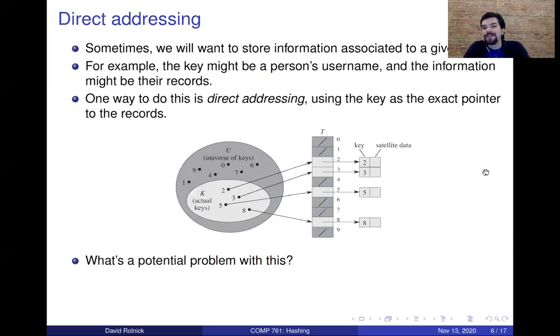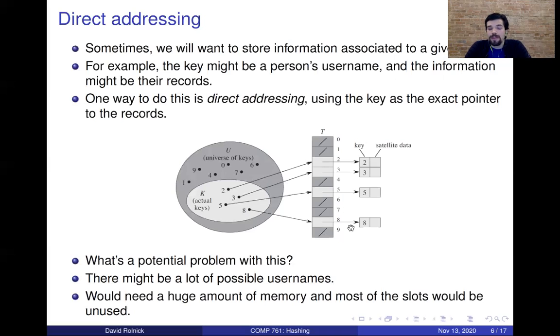Yeah, so it's really inefficient. There's a lot of unused space. If you're literally allocating memory for every possible username, there are a lot of possible usernames. You need a huge amount of memory, and most of those slots are going to be unused. You can see here that, for example, 0 and 1 are unused, but if the keys are like picking usernames out of a hat of a trillion possible usernames, then you have to have a trillion blocks of memory here. Super inefficient.